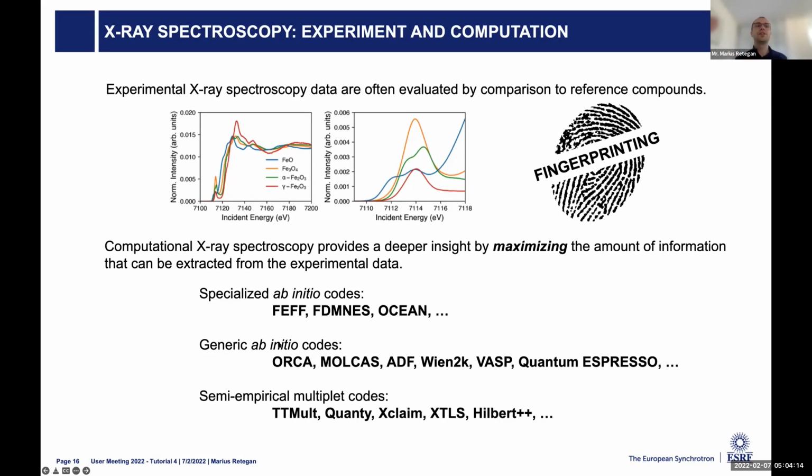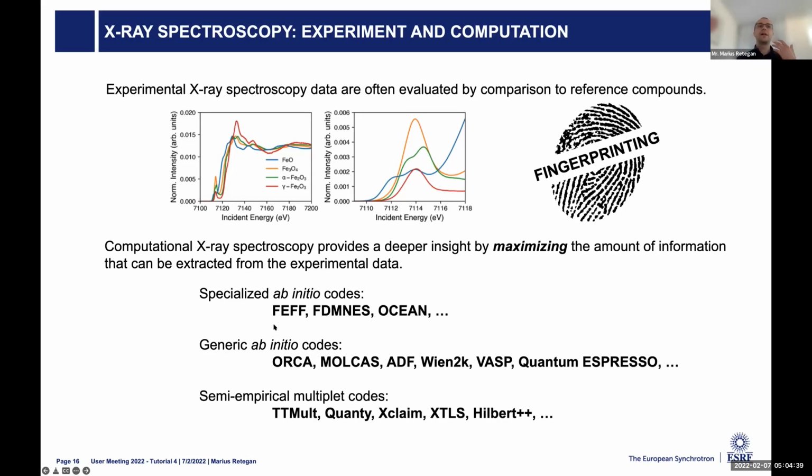You have some generic ab initio codes which were repurposed to do spectroscopy calculation. I say repurposed because they were initially developed to do UV-vis spectroscopy, but the only thing that changes when you're trying to do X-ray absorption spectroscopy is that the excitation energy is different. But other than that, there's not that big of a difference compared to UV-vis spectroscopy.